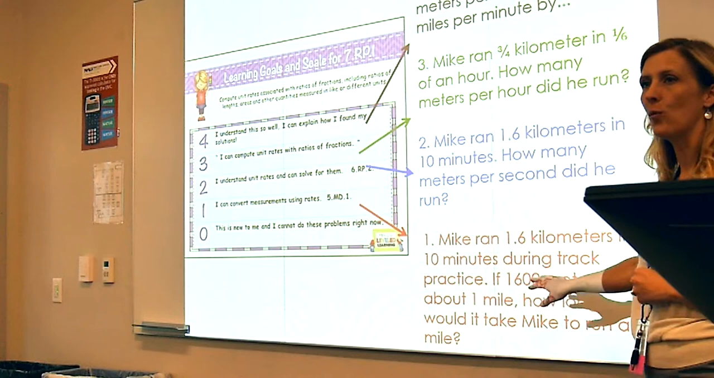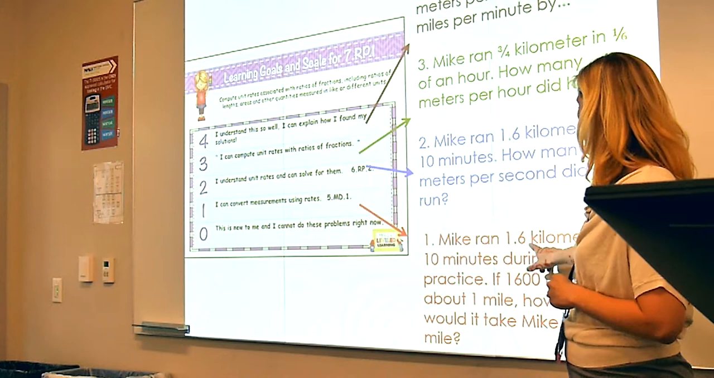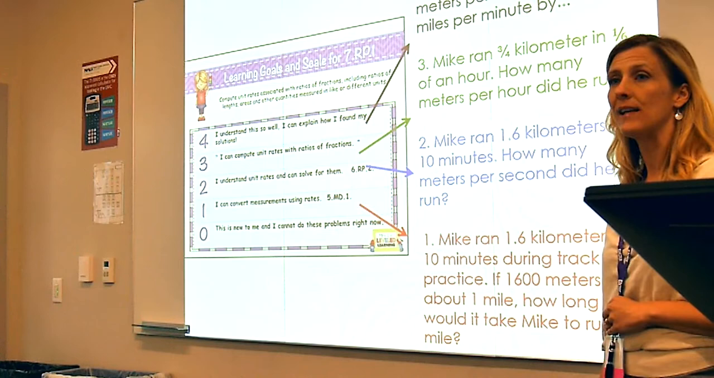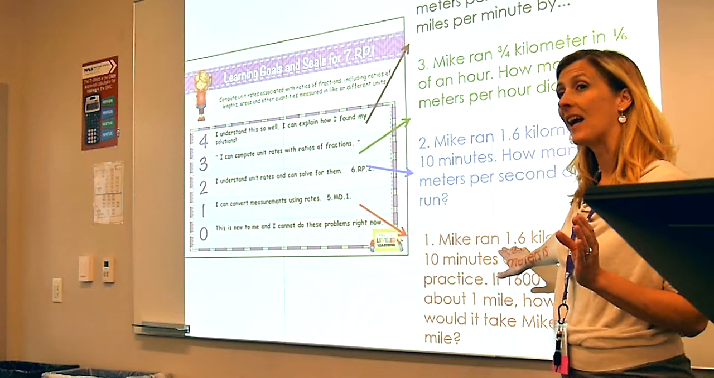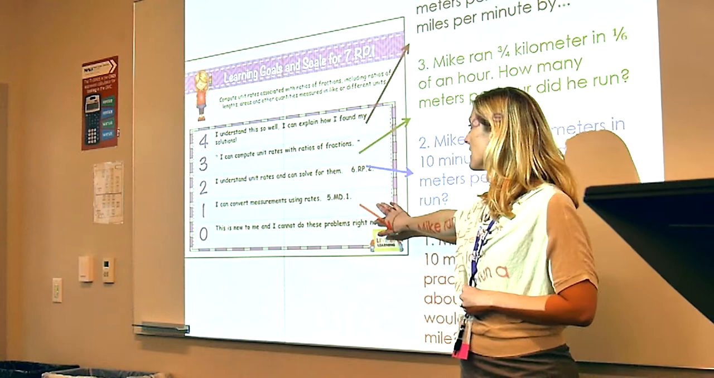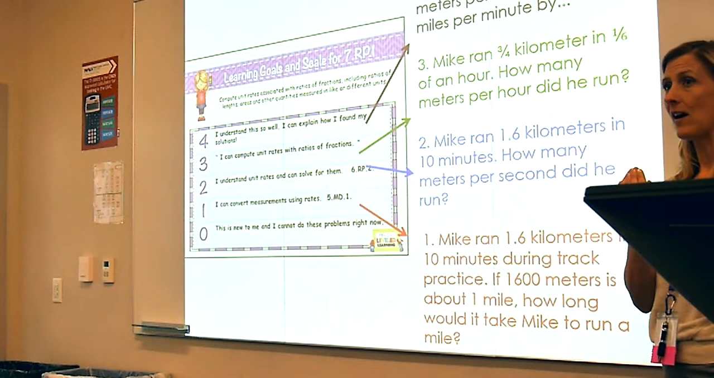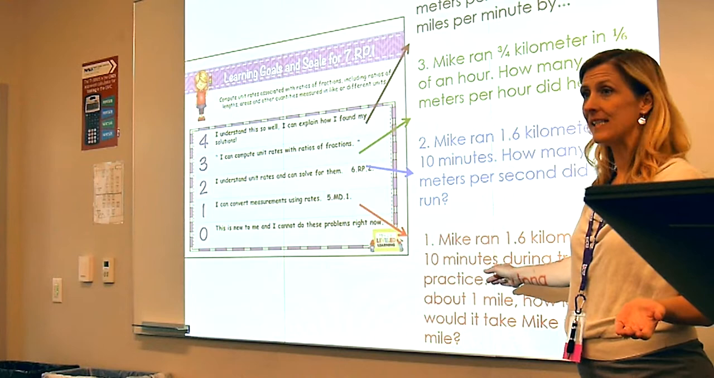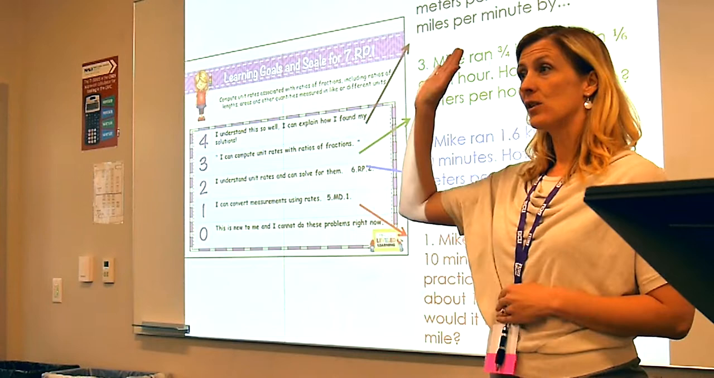If I gave you a story problem, Mike ran 1.6 kilometers in 10 minutes during track practice. What are some things you already know? You know this is a decimal. So you have a whole number and then kind of a fraction, part of a kilometer. You probably already know how kilometers relate to meters and the metric system, because those are things you worked on third grade, fourth grade, fifth grade, maybe sixth grade too. So you might have an idea of how to convert those. 10 minutes, that's a measurement of time, pretty easy. Anyone remember how time relates to seconds or hours or days? So you already know how we're gonna work with some of these things.